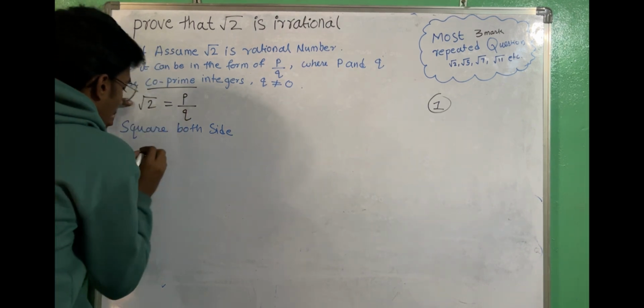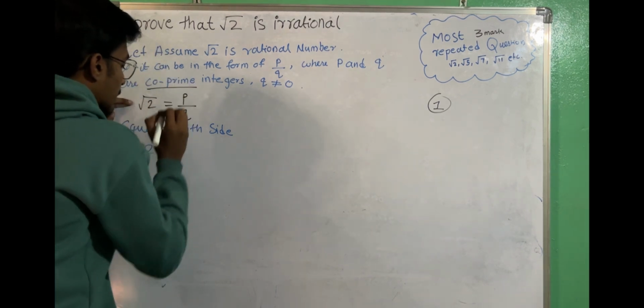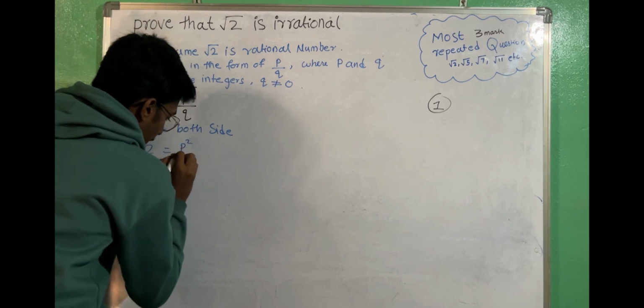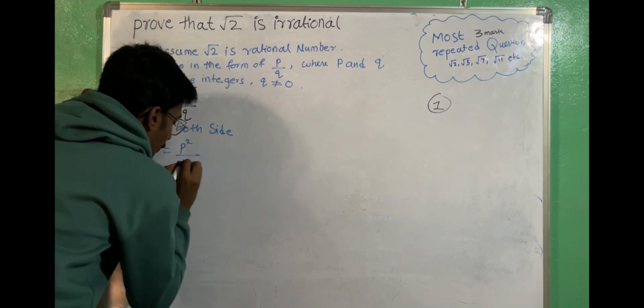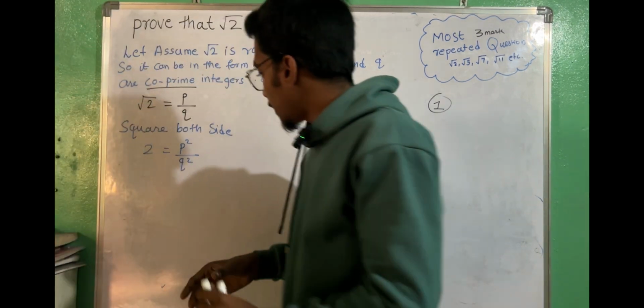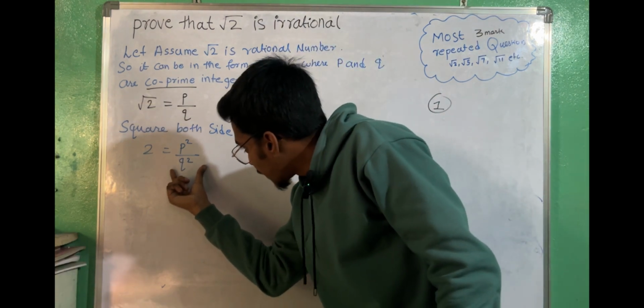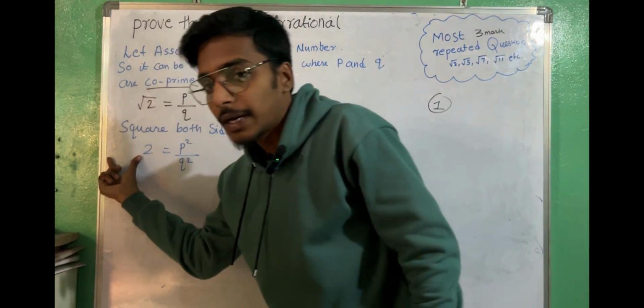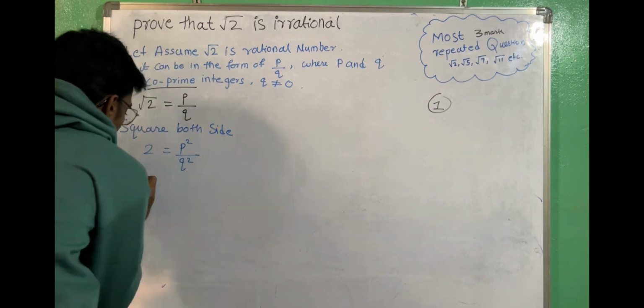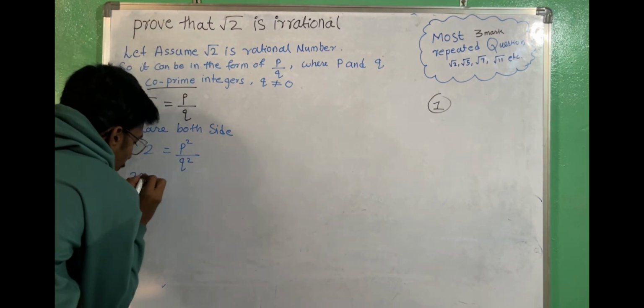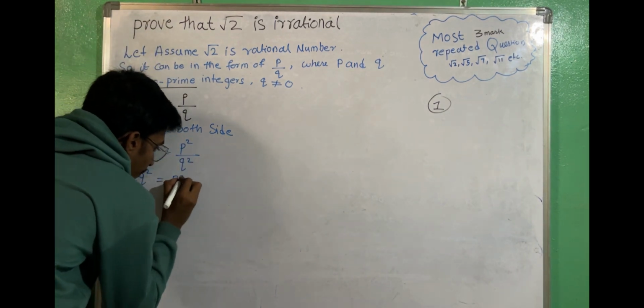Root 2 and the square will be cancelled. You will get a 2. What is the square of p? That is p square. What is the square of q? q square. ये q यहाँ पे डिनोमिनेटर में है. When it goes to that side, it will be in a multiplication. 2q square is equal to p square.